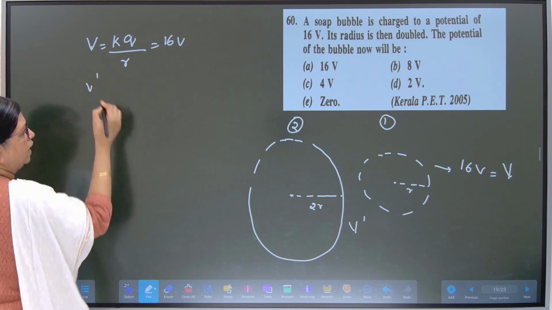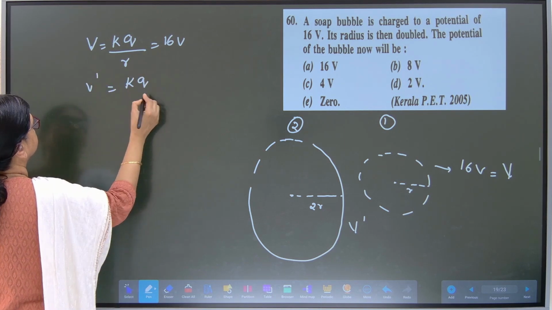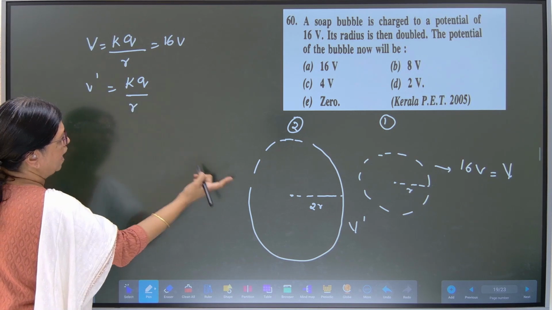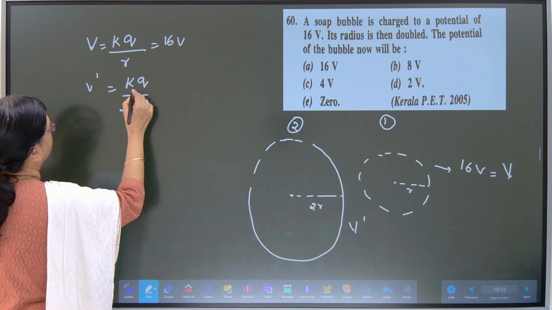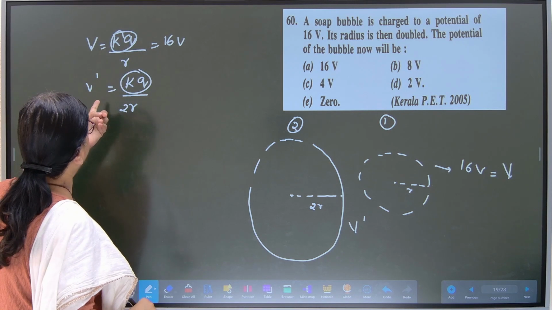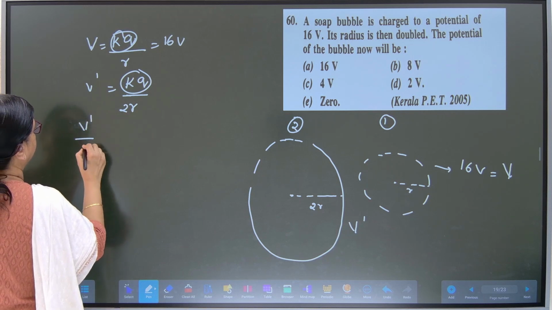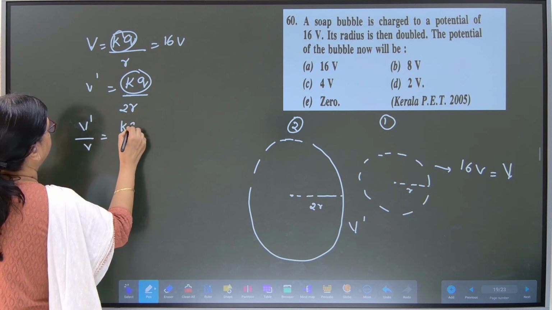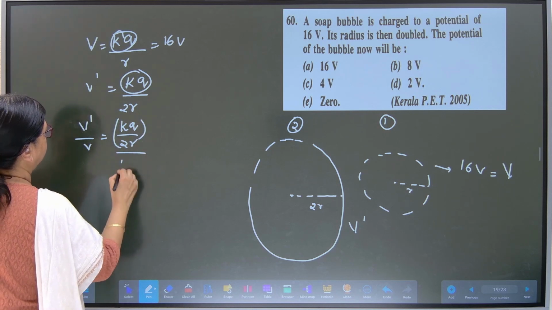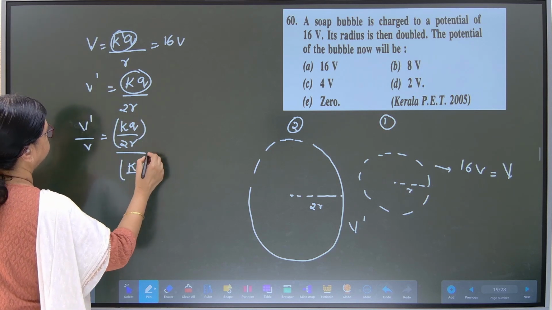Okay, now we have V dash as I have written there. So KQ upon R dash. What is our R dash? 2R. Okay, there is no change in these two values. Now they are asking me to find out V dash. Let us divide both the quantities. V dash by V is equal to KQ upon 2R divided by KQ upon R.